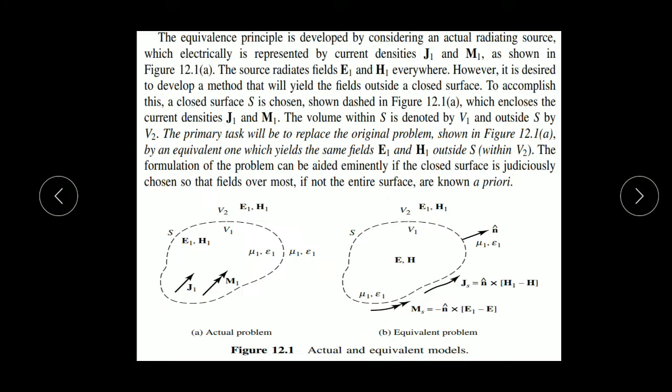Now we discuss these two problems in two plots. This is the actual problem. This is the equivalent problem. In this, J1 and M1 are the current densities of the primary source. V1 is the primary source region and V2 is the secondary source region.